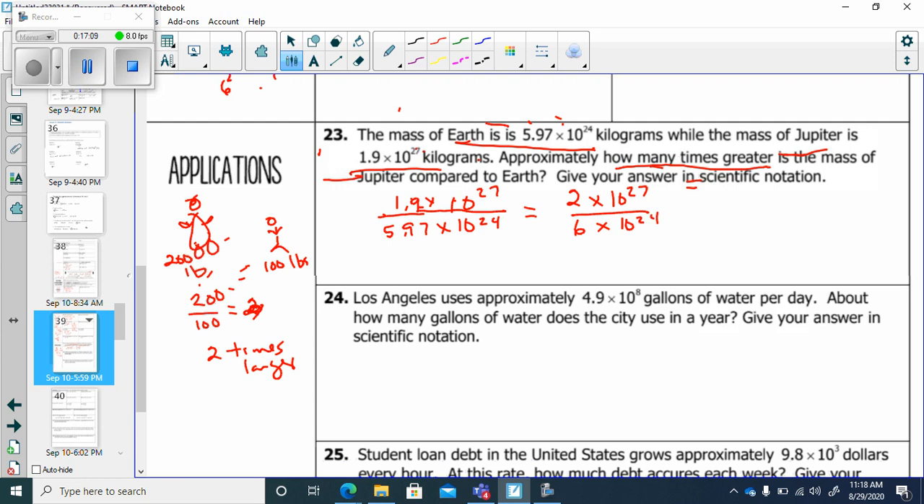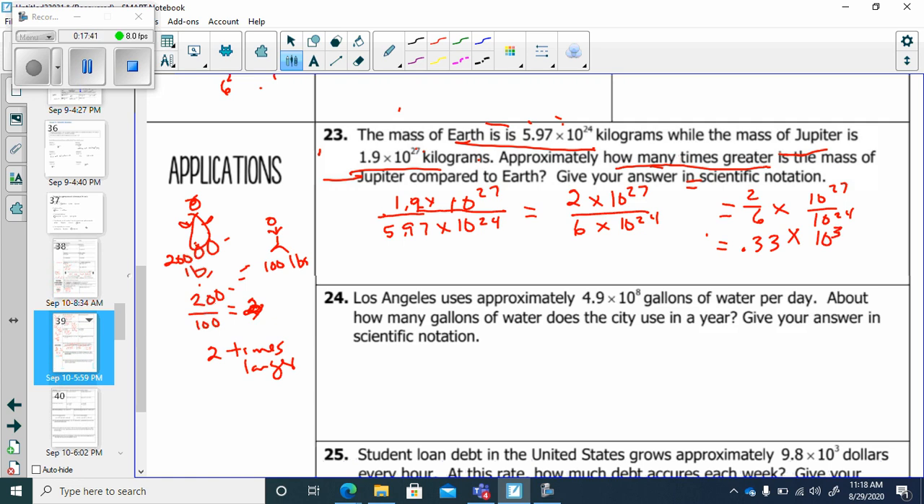What we've got is, if you look at this, you've got 2 over 6, let's separate them, times 10 to the 27th over 10 to the 24th. 2 divided by 6. If you divide 2 by 6, you're going to get 0.333, okay? So we're going to put it as 0.33 because we're doing approximations, times 10 to the, and I would subtract these. 27 minus 24 is 3.